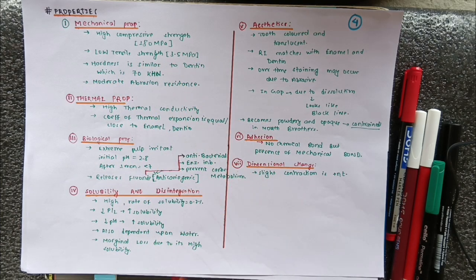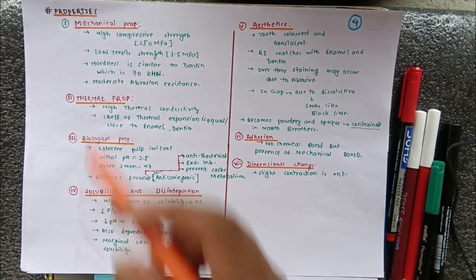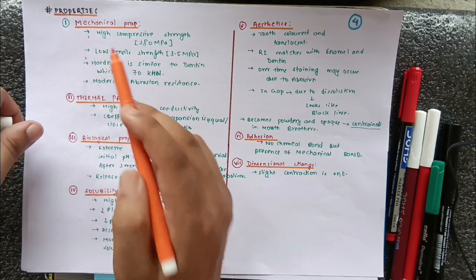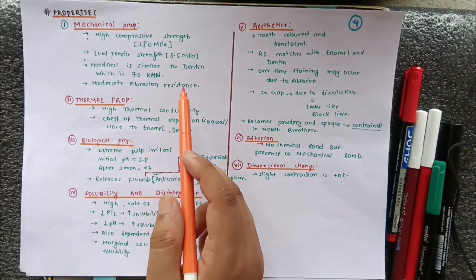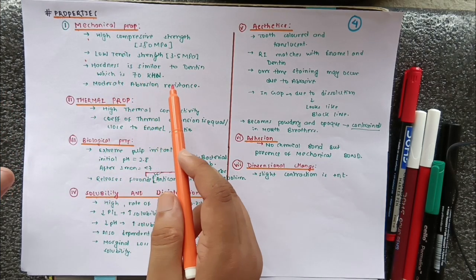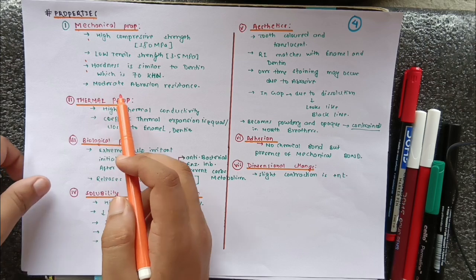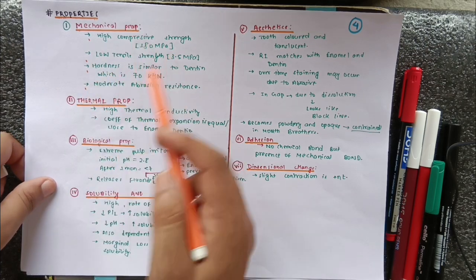Hardness is similar to dentine, which is 70 Knoop hardness number. So you can remember these two: high compressive strength, low tensile strength, and hardness similar to dentine, which is 70 Knoop hardness number. Similarly, moderate abrasion resistance is also present in this cement.